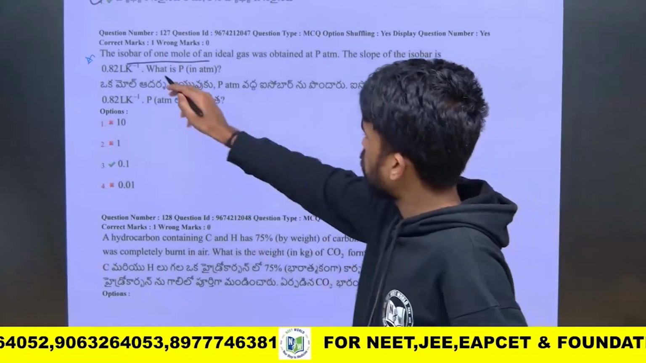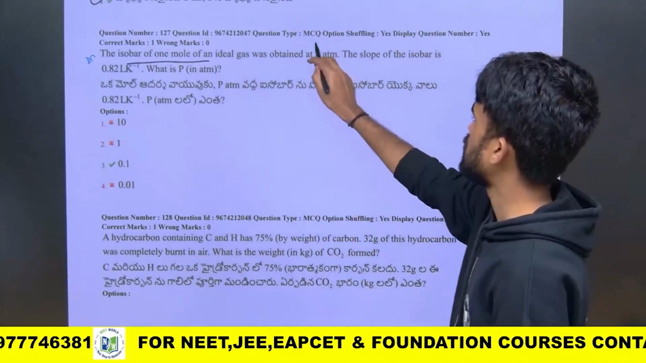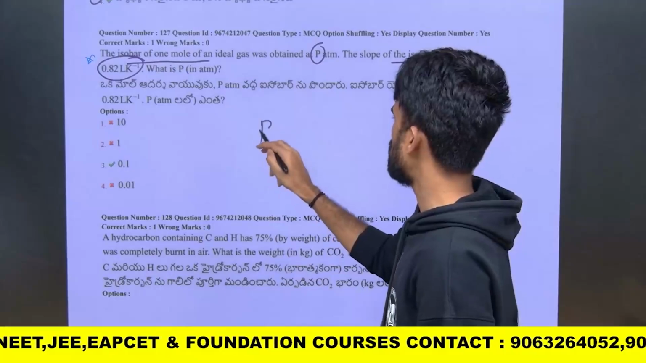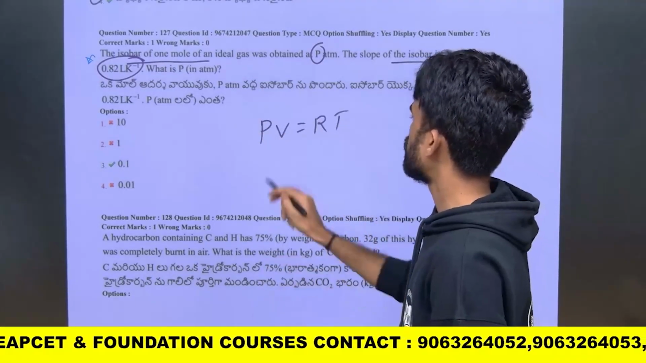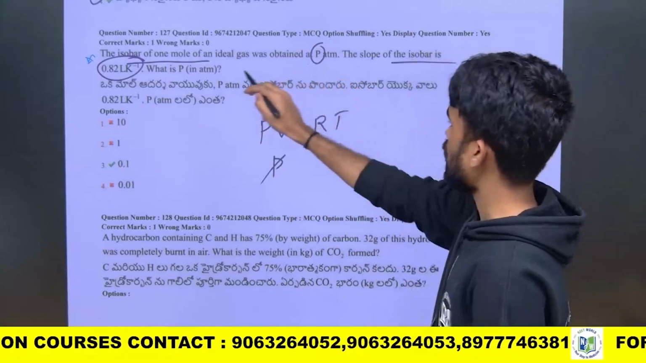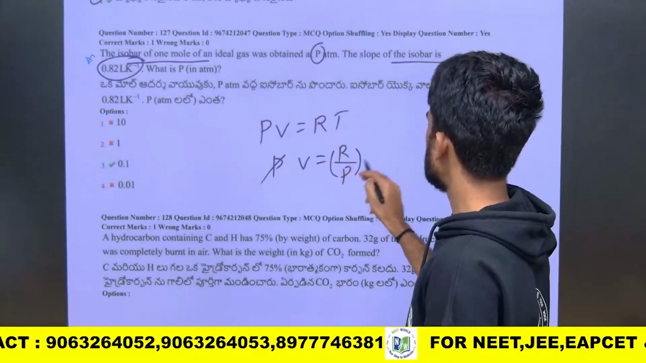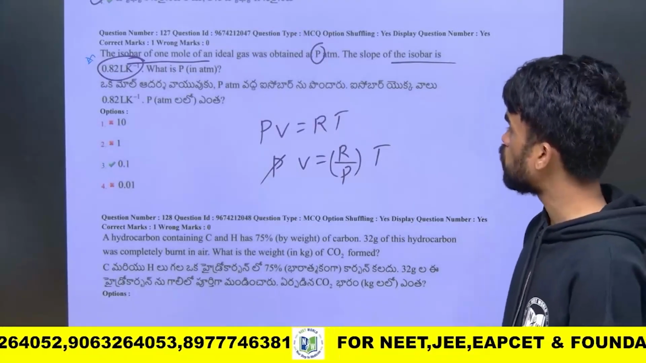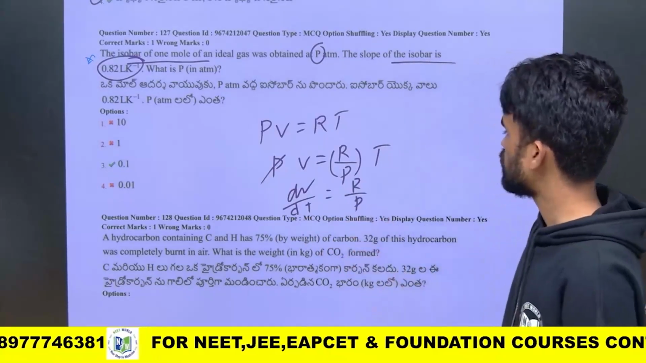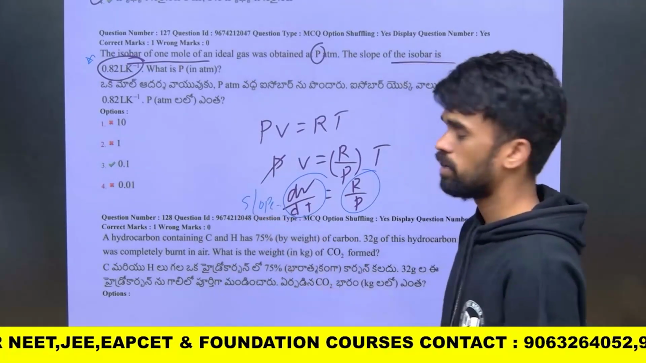Now let us see: the isobar of 1 mole of ideal gas was obtained at pressure P atm. The slope of the isobar is given. What is P? We have PV equals RT for 1 mole. Since isobar means pressure is constant, I can write V equals R by P times T. Since they are asking about the slope, I differentiate: dV by dT equals R by P. This is our slope, dV by dT.